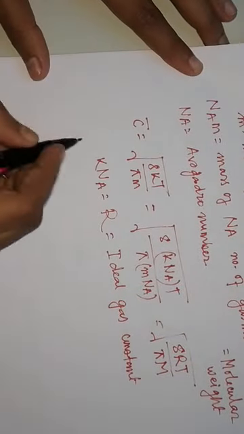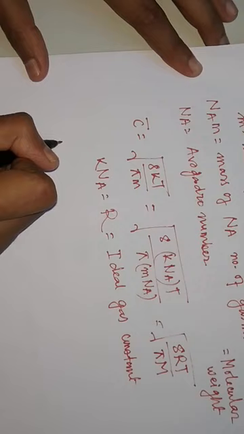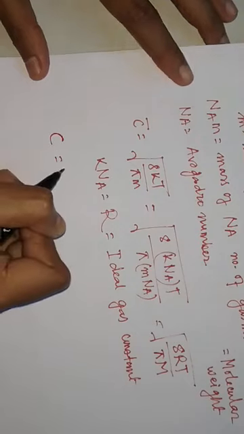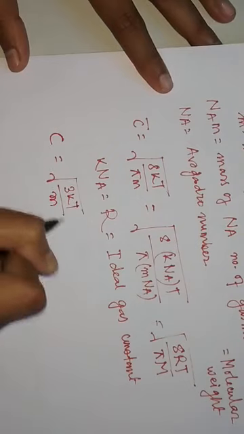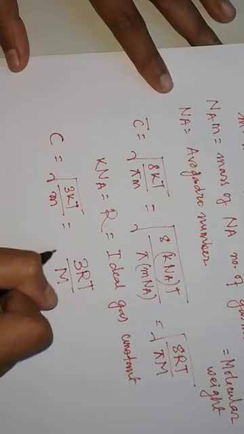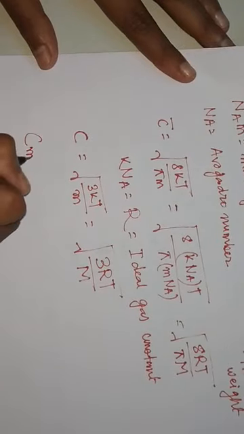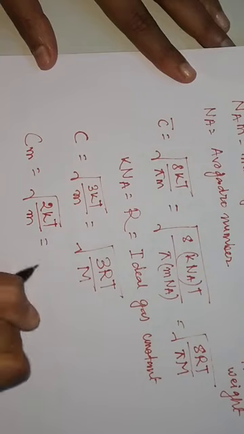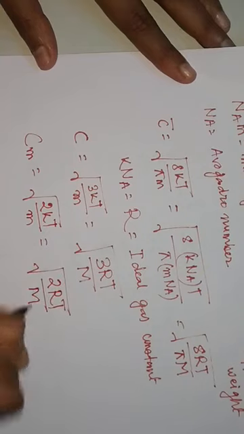In this way we can express the other two speeds. The root mean square speed, capital C, was root over 3kT by m, so it will be root over 3RT by capital M, and the most probable speed, which was root over 2kT by small m, will now be root over 2RT by capital M.